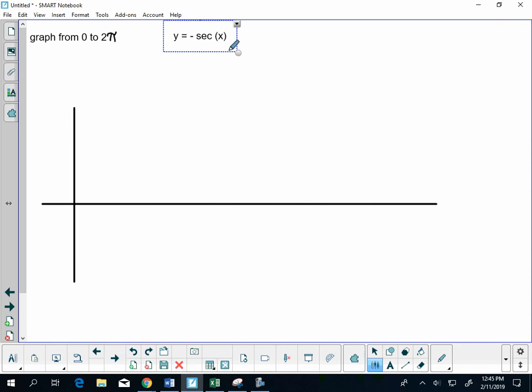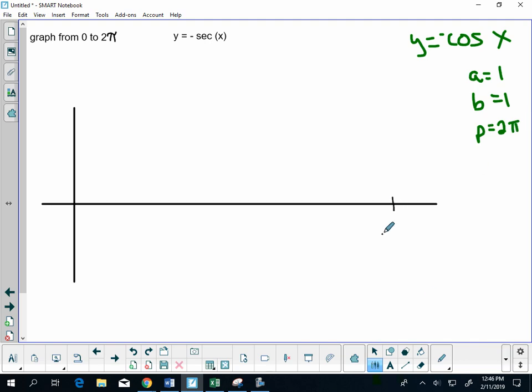Let's do one that is negative with the secant. So ask yourself, what is the reciprocal for secant? It is cosine. So we're going to graph negative cosine x. My A is 1. B is 1. Period, it's 2 pi. So 1 period will get us to the 2 pi. Divide that up into fourths.